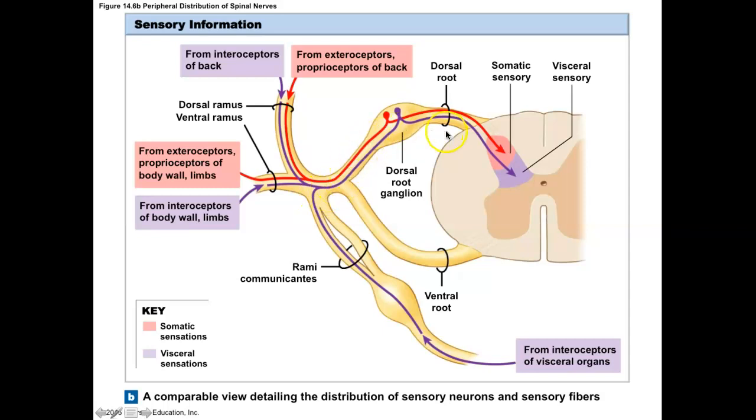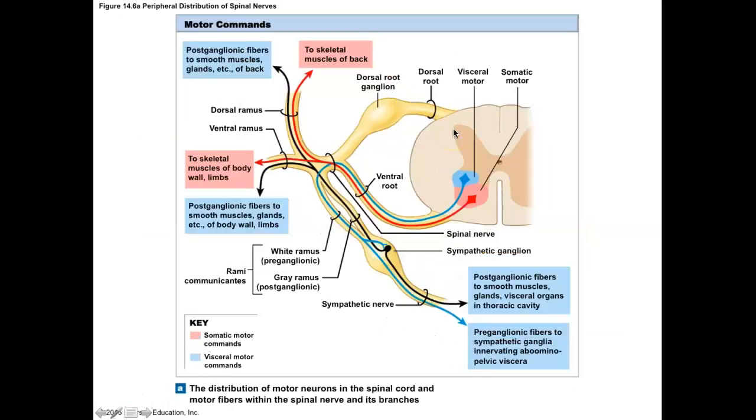However, when we get to the roots, they are not mixed. The dorsal root only contains sensory fibers. The ventral root only contains motor fibers. Okay? So hopefully that makes sense. You should be able to answer questions such as, what kind of fibers do you find in the dorsal root? What do you find in the dorsal root ganglion? Are rami mixed? Are roots mixed? Okay.